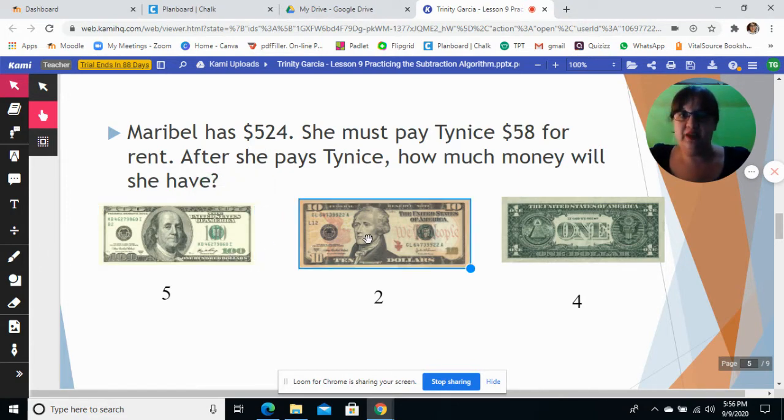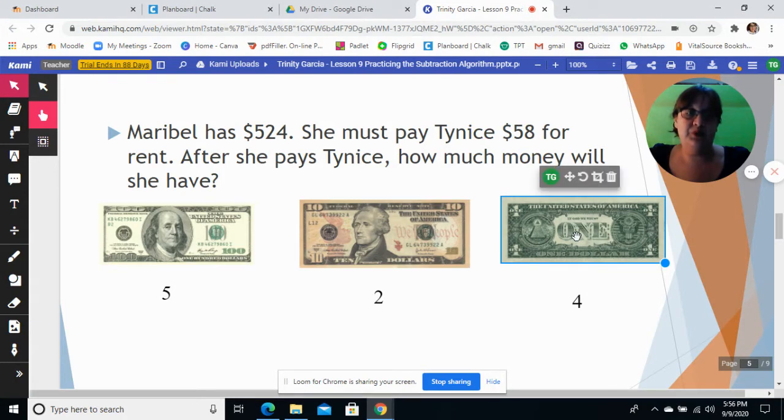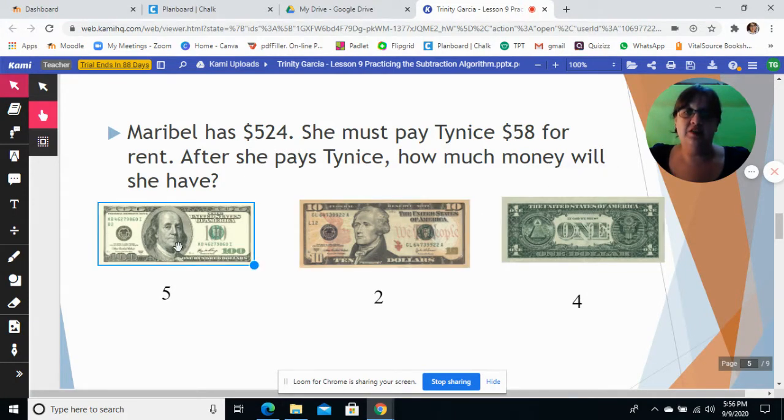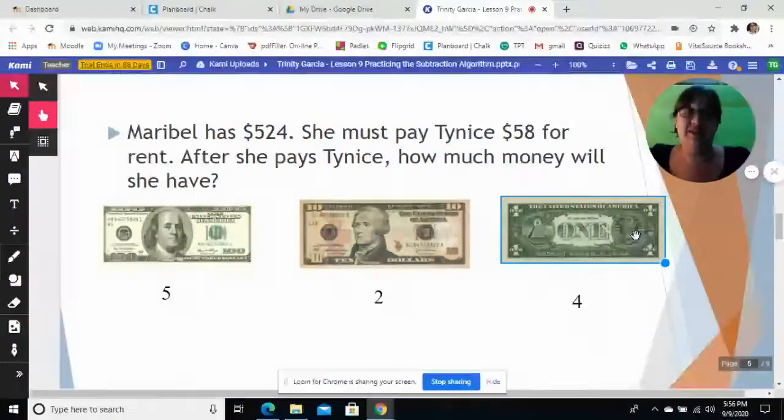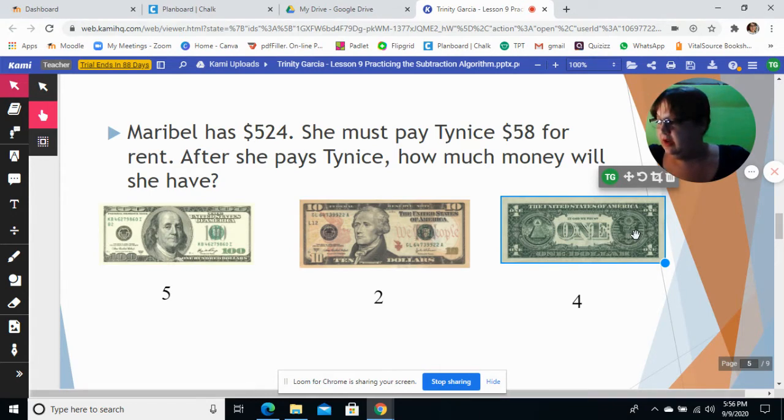Then we're going to pretend that we have 2 tens, all right, because she has 24. And then, of course, we have 4 ones, all right? So 524. All right, now Maribel has to pay Denise $58 for rent.